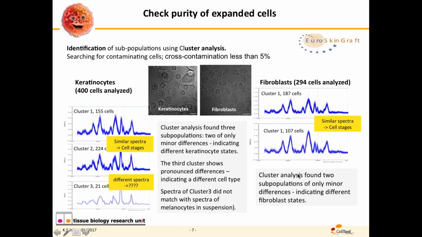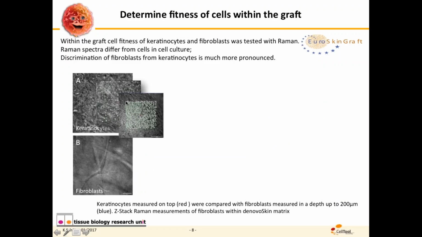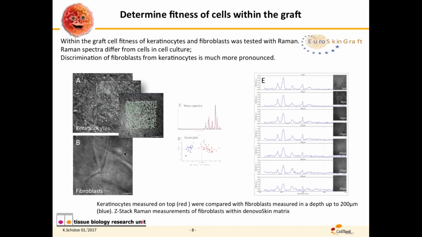So when this is safe, then they start to make the product, and with the product we can now put the Raman system on top, which are the keratinocytes layer, and we measured automatically running through here a so-called scan. So every 10 microns we make a measurement, and automatically the numbers are taken. If we look into the graft, here we have fibers and we have fibroblasts.